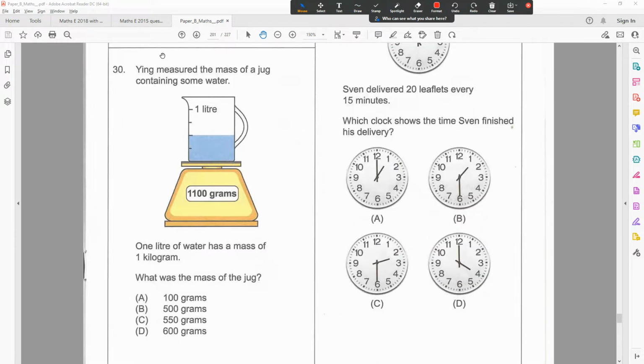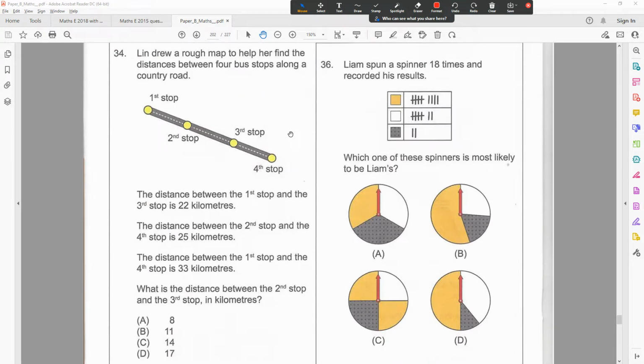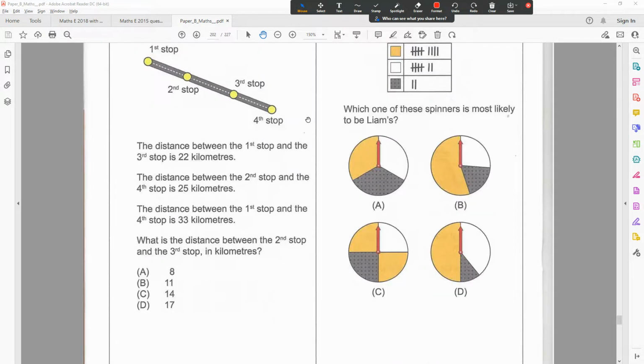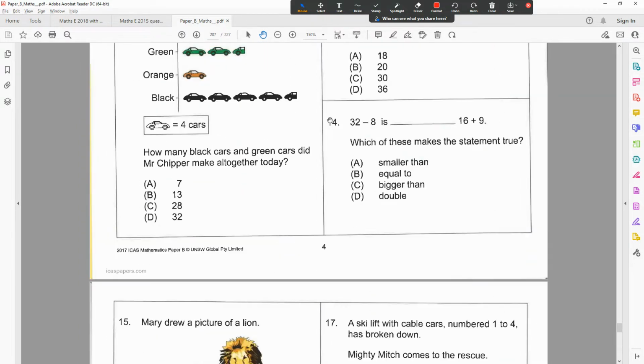Okay, we're going to move on to paper B. Let's have a look at 2018 again. Some of the questions that were requested from you. Okay, so let's have a look at 2018.